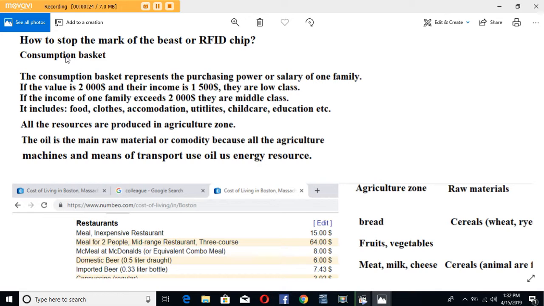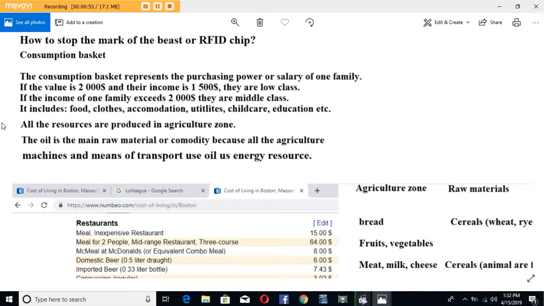What is consumption basket? The consumption basket represents the purchasing power or salary of one family. If the value is $2,000 and their income is $1,500, they are low class. If the income of one family exceeds $2,000, they are middle class. It includes food, clothes, accommodation, utilities, childcare, education.